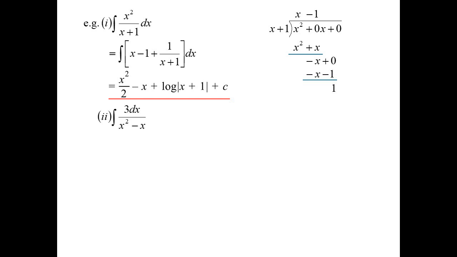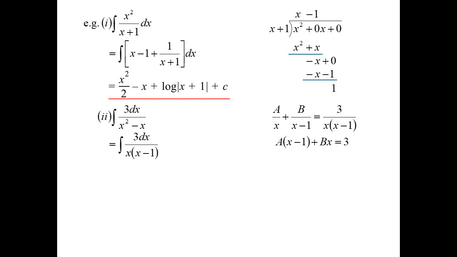Let's do one where we have to actually factorise. So 3 on x squared minus x, so the denominator is x times x minus 1. So let's work it out. I'm going to put a fraction for each of those. So I'll have A over x and B over x minus 1. When I combine these two fractions together, I should get the 3 on the x minus 1. So the question is, what is A and B?